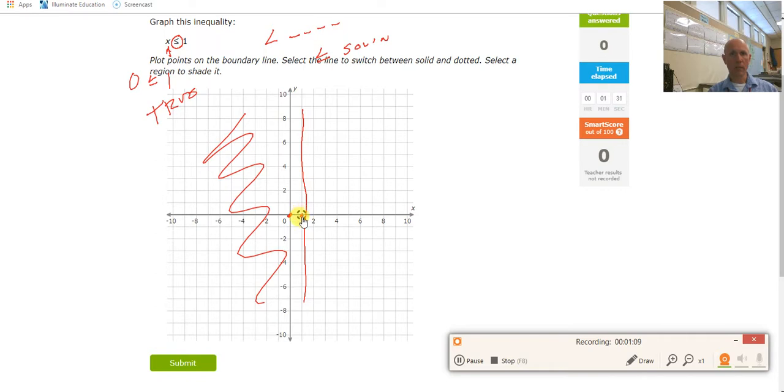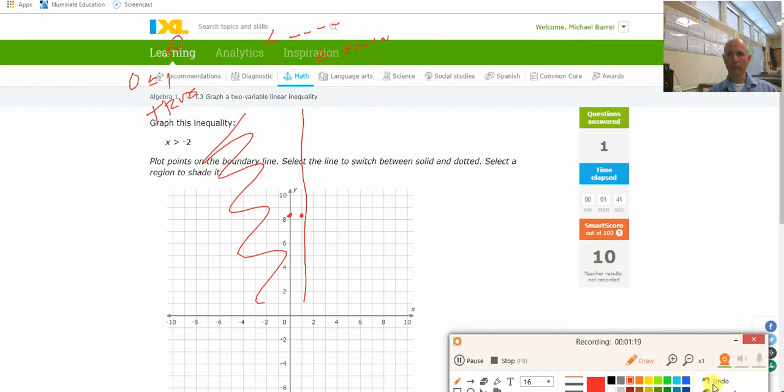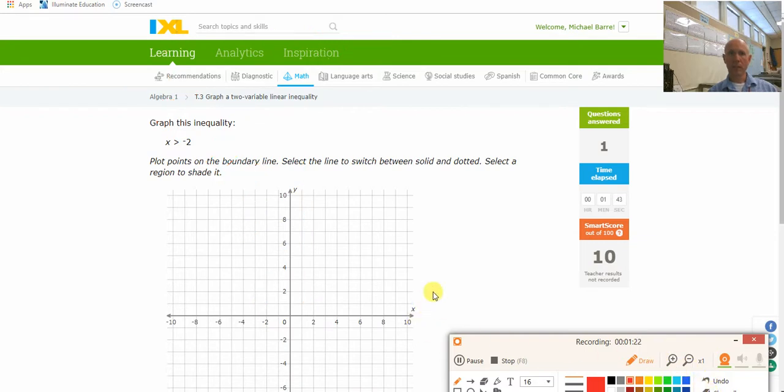So I'm going to put a point here, put a point there. It's a solid line. Now I come over here and do my shading. Super duper. This is fun. Okay, let's do another one.